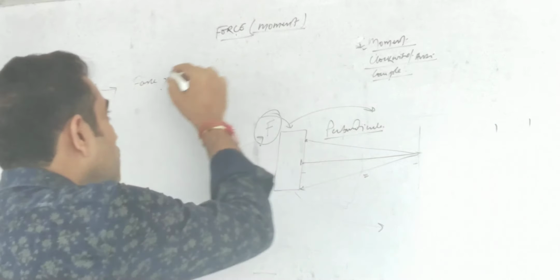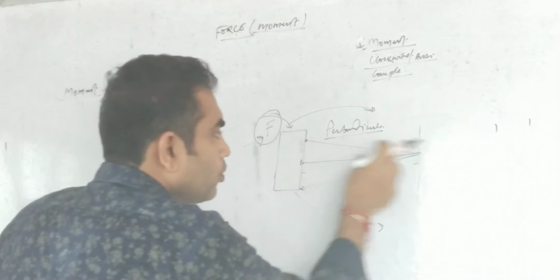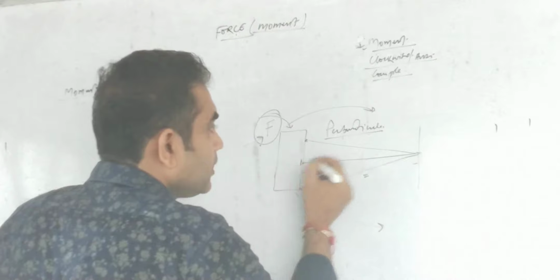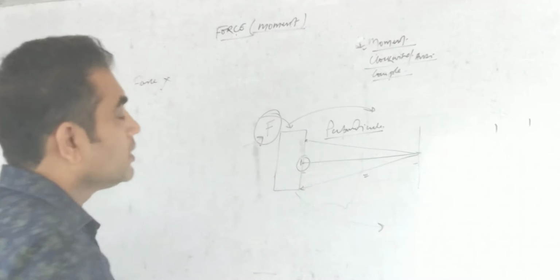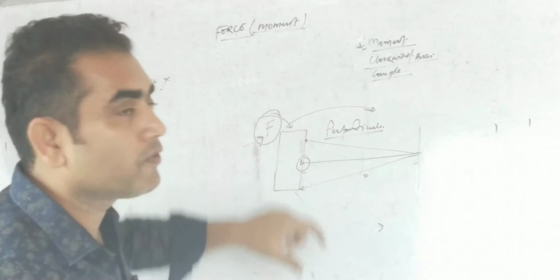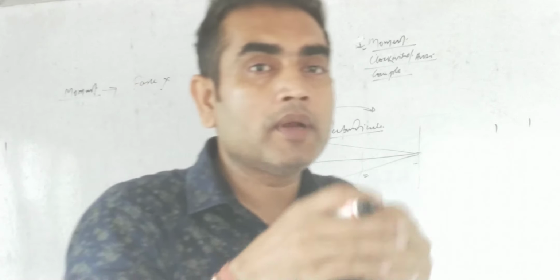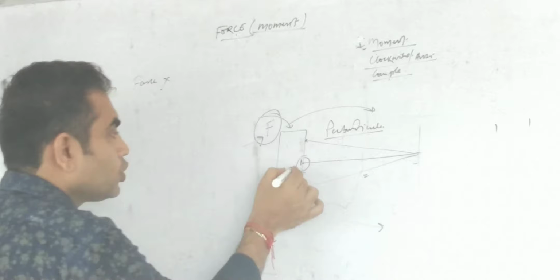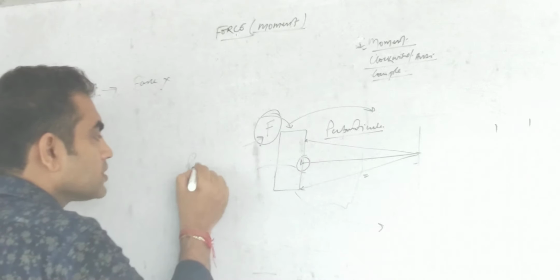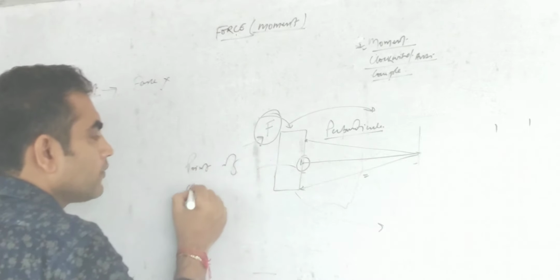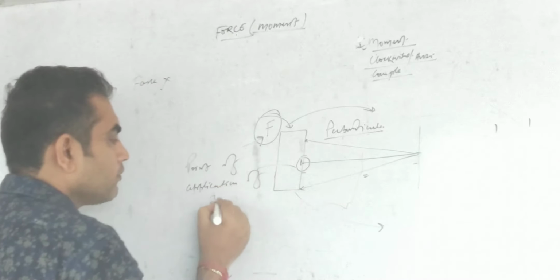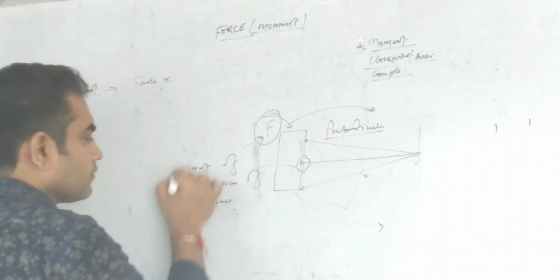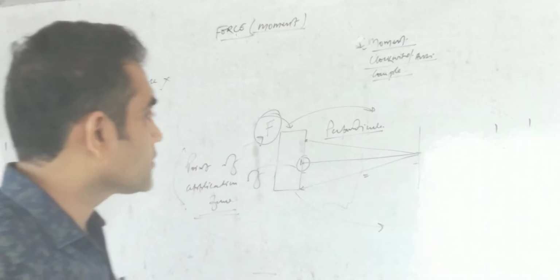So the product of force and the perpendicular distance between the point of application of force, the place where we will exert the force, the place where we will apply the force, that is said to be the point of application of force. That is the point of application of force.